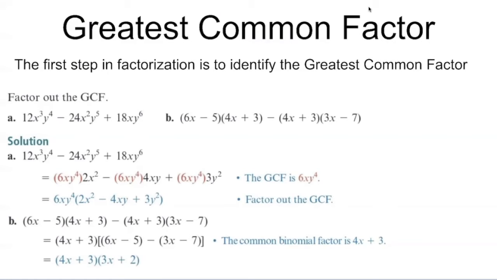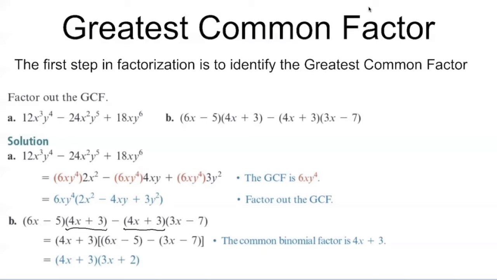Now, if you take a look at the second example, this is a unique case. What we have are two binomials that you could expand and then try to factorize, or you can identify that 4x plus 3 is contained in both. And since there's multiplication between the two binomials in both cases, separated by subtraction, we can decipher that the binomial factor is 4x plus 3. We factor out 4x plus 3, and we're just left with the other binomial for each. In the first case, it's 6x minus 5 and 3x minus 7.